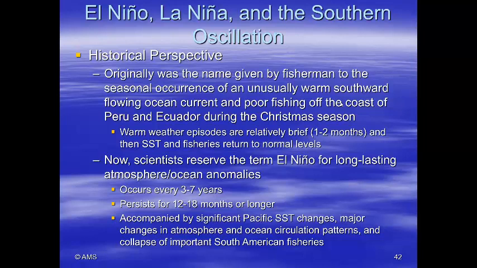We now reserve the term El Nino for long-lasting atmospheric-ocean anomalies. So they occur every 3 to 7 years, and they persist for 12 to 18 months or longer. They're accompanied by significant Pacific sea surface temperature changes and major changes in the atmosphere and ocean circulation patterns, and the collapse of important South American fisheries.